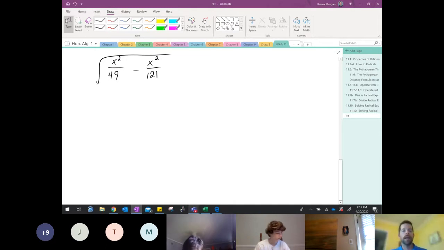What do I notice about x squared over 49 or x squared over 121? What do you guys notice about those two fractions? They're both perfect squares. Like 49 is 7 squared and 121 is 11 squared. Perfect. That's a great observation.